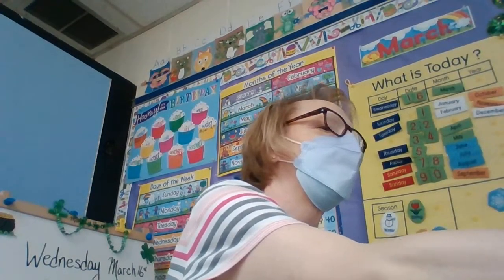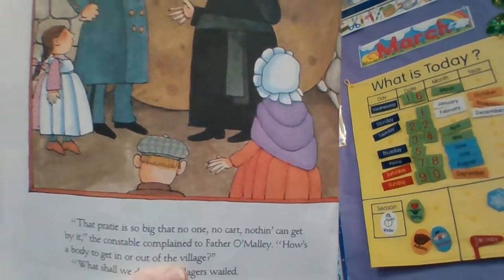That potato is so big that no one, no cart, nothing can get by it, the constable complained to Father O'Malley. How's a body to get in or out of the village? What shall we do? The villagers wailed. Then they all looked at Jamie and said, it's your potato. You'll have to move it out of your way.